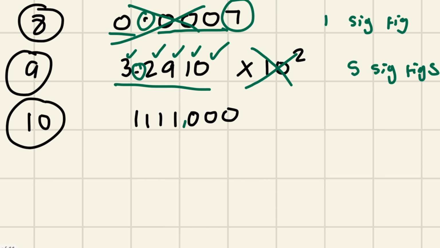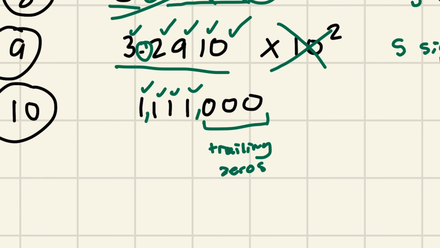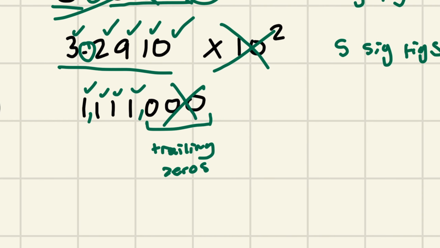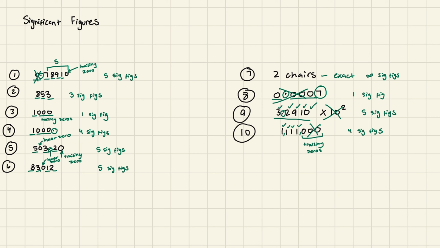Finally, we have, let's see, whoa, this is a big number. It's 1,111,000. So let's see. 1 is a non-zero digit, so we count it. All of these are non-zero digits, we count, and these are trailing zeros, but because there's no decimal, no overbar, they are not significant, so we end up with 4 sig figs. And that is our final example. I'm just going to show them like this so we can get a better sense of it. I hope this concept became a lot more clear.